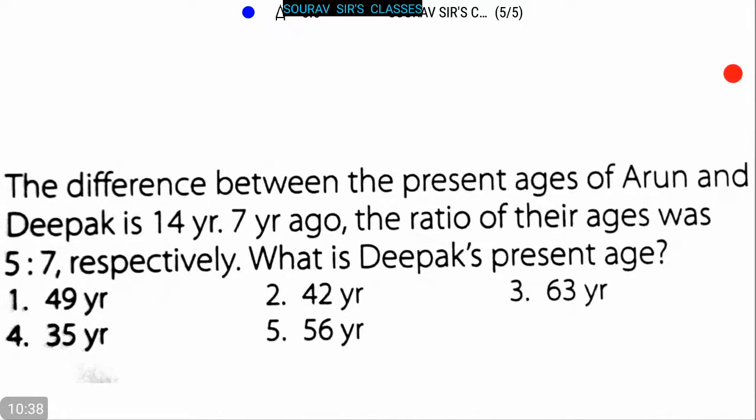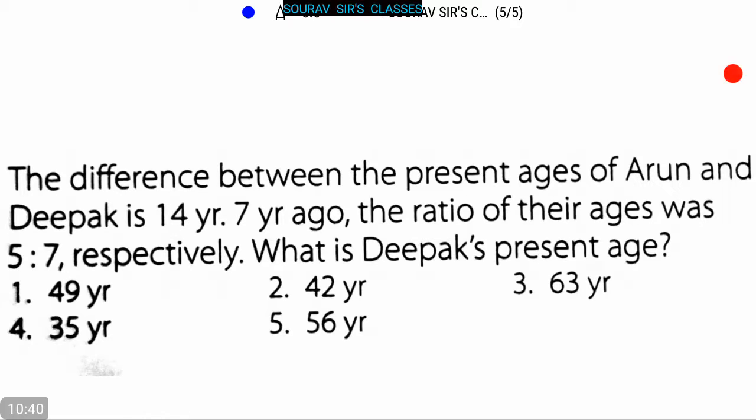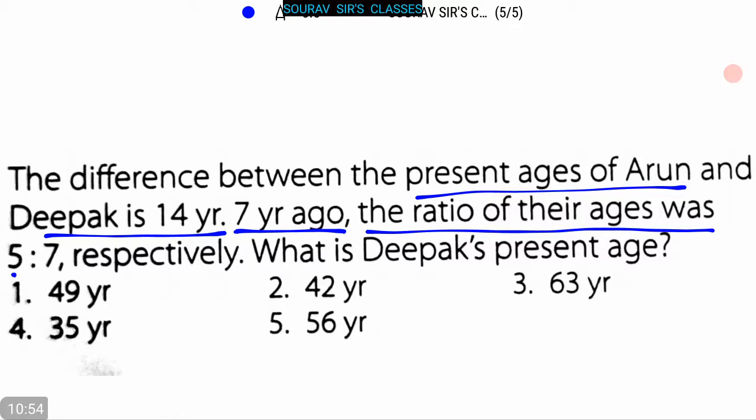The question is: the difference between the present ages of Arun and Deepak is 14 years. Now 7 years ago the ratio of their ages was 5:7 respectively. We have to find Deepak's present age.